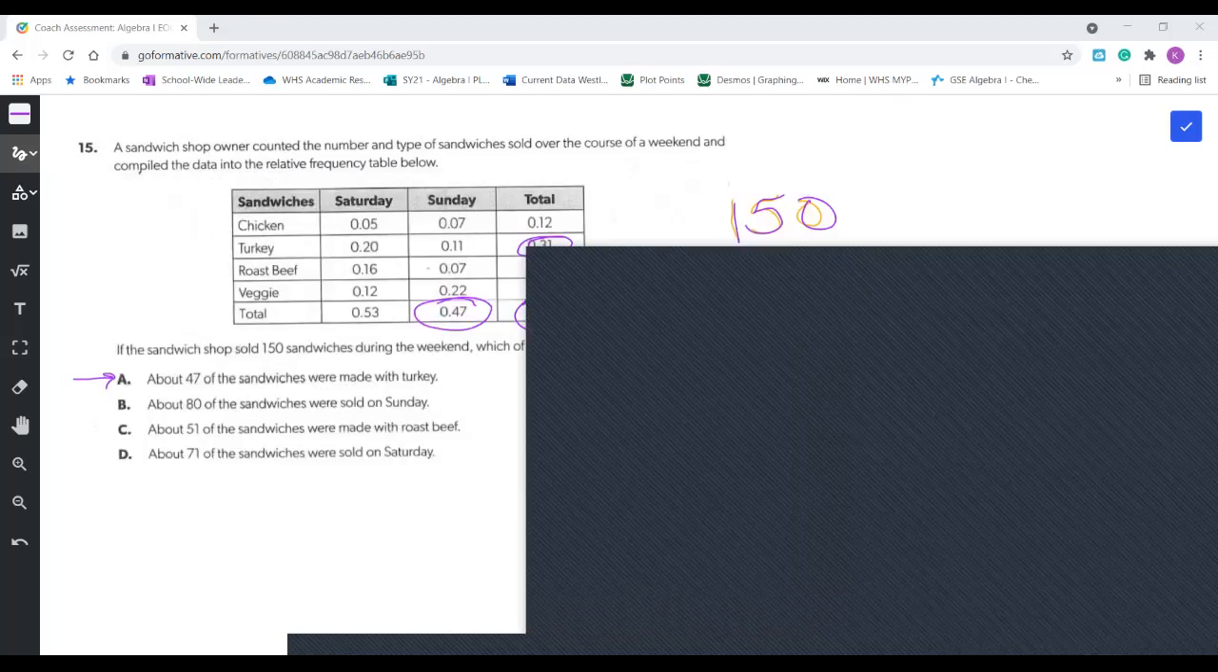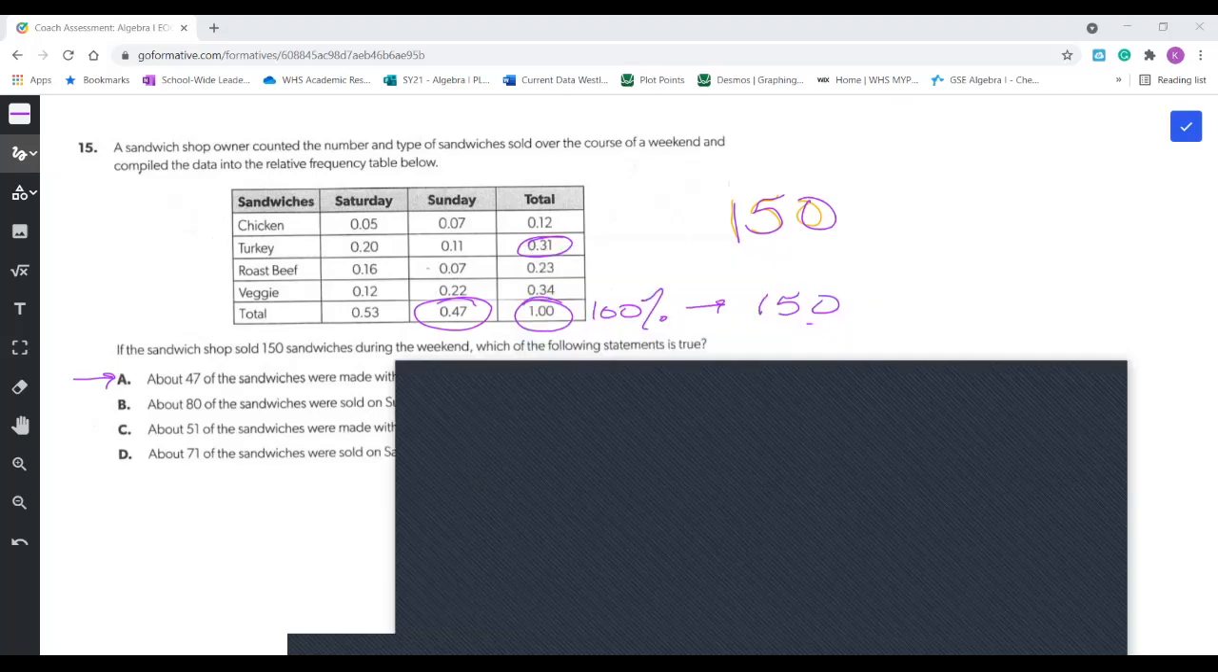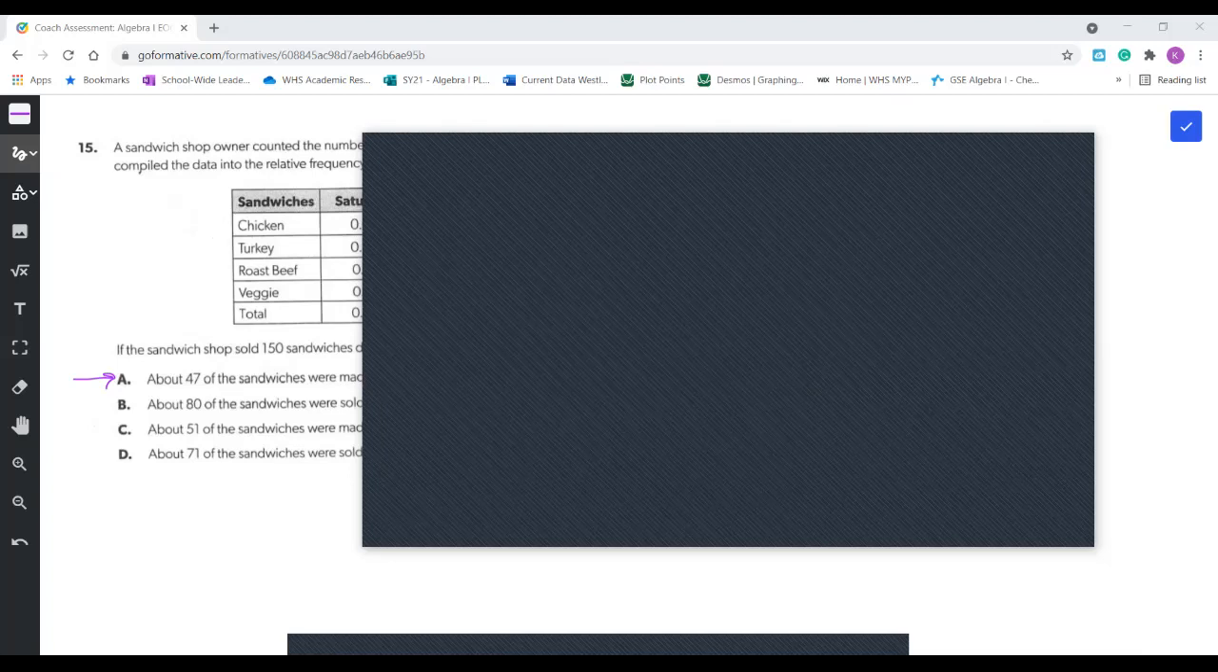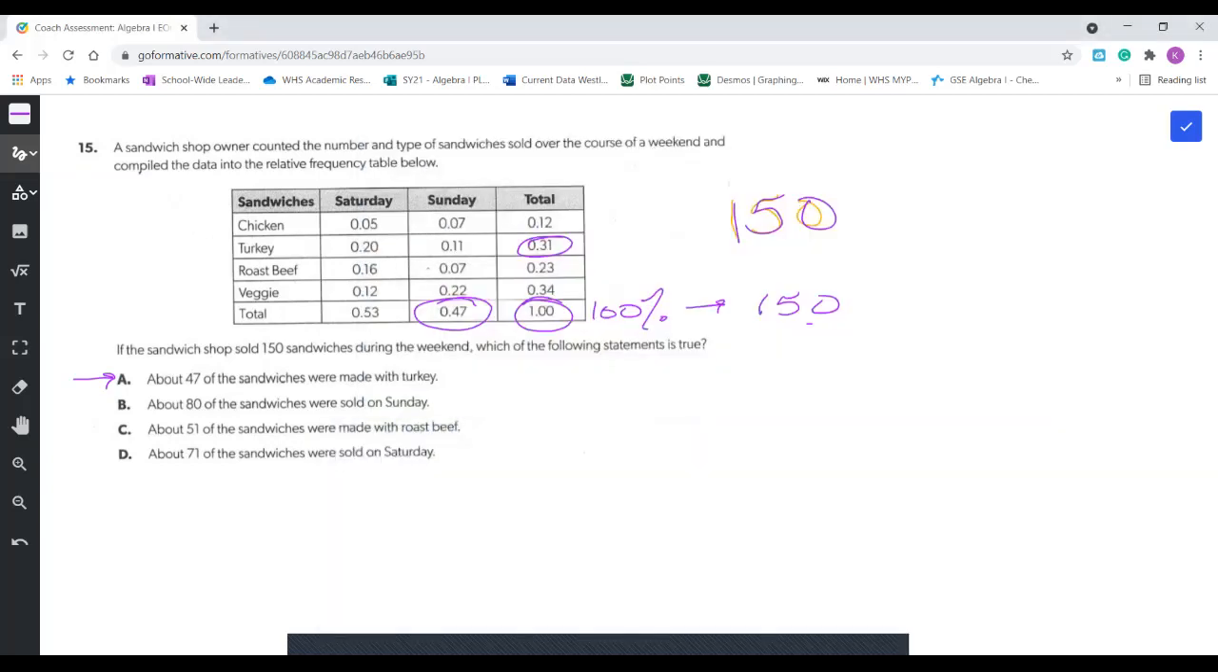Okay, and then 71 of the sandwiches were sold on Saturday. Where's Saturday? 0.53, let's see, 150 times 0.53. Oh. How much did they say, 71? Nope, that ain't it, okay? All of those situations are wrong, okay? Everything is wrong. All right, so there we are.